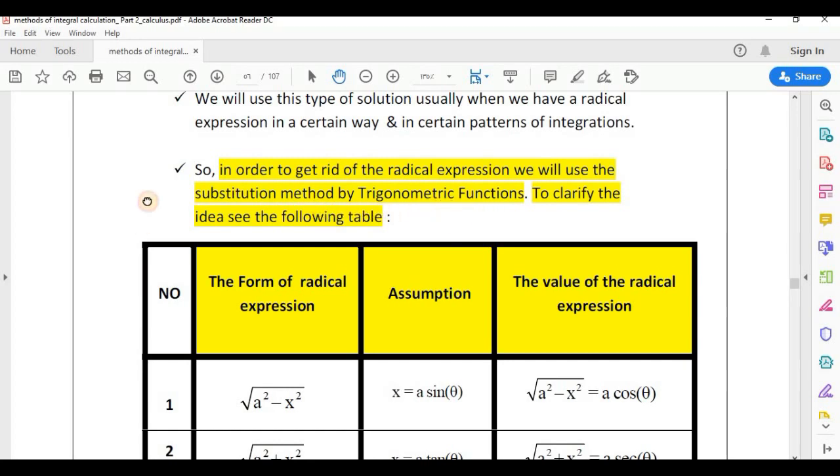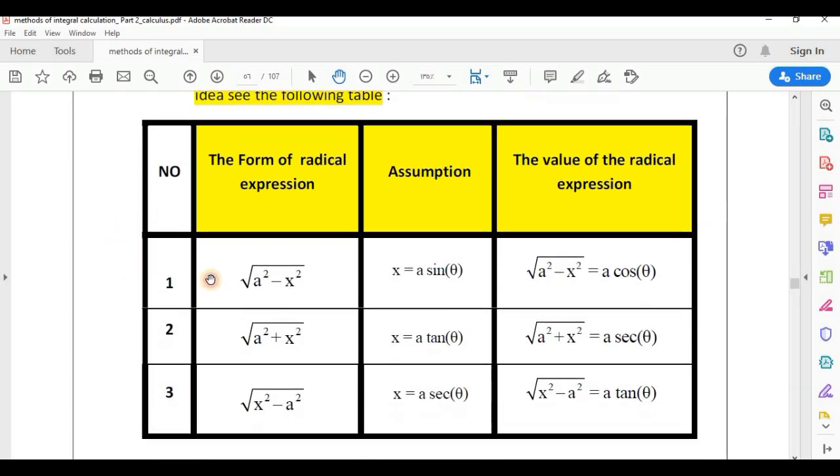To clarify the idea, let's see this table. As we can see here, the first form of radical expression is under root a square minus x square. If we have this form, the assumption will be x equal a multiplying sine theta. After substituting the value of x in the radical expression, it will become a multiply cosine theta. We will see how we get this value later on.